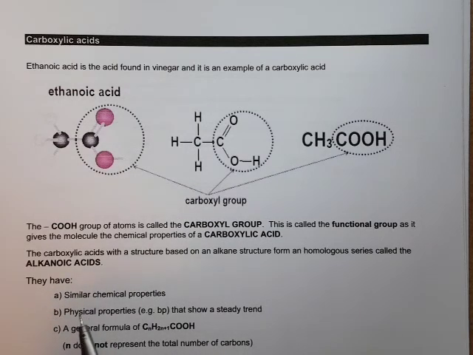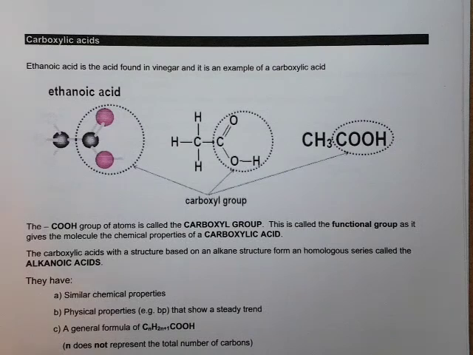The alkanoic acids have similar chemical properties, physical properties that show a steady trend, and a general formula of CnH2n+1COOH. Just be careful with this one. N does not represent the total number of carbon atoms in this general formula, because we have a final carbon atom here, COOH, at the end of this general formula.